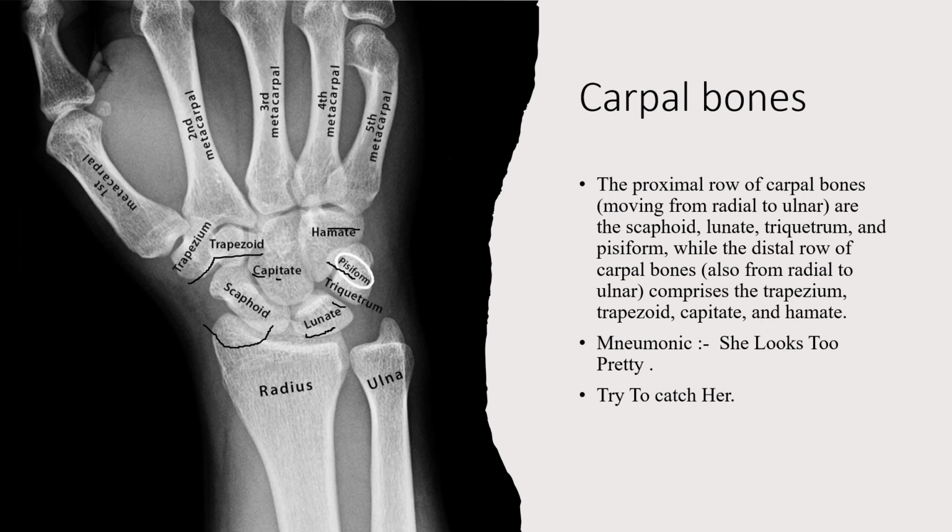She looks too pretty. Then we have the distal row of carpal bones: Tri means trapezium, then we have the trapezoid. Try to catch: catch means capitate, and H is for the hamate. So in this way, you can learn the sequence of the carpal bones in the wrist.